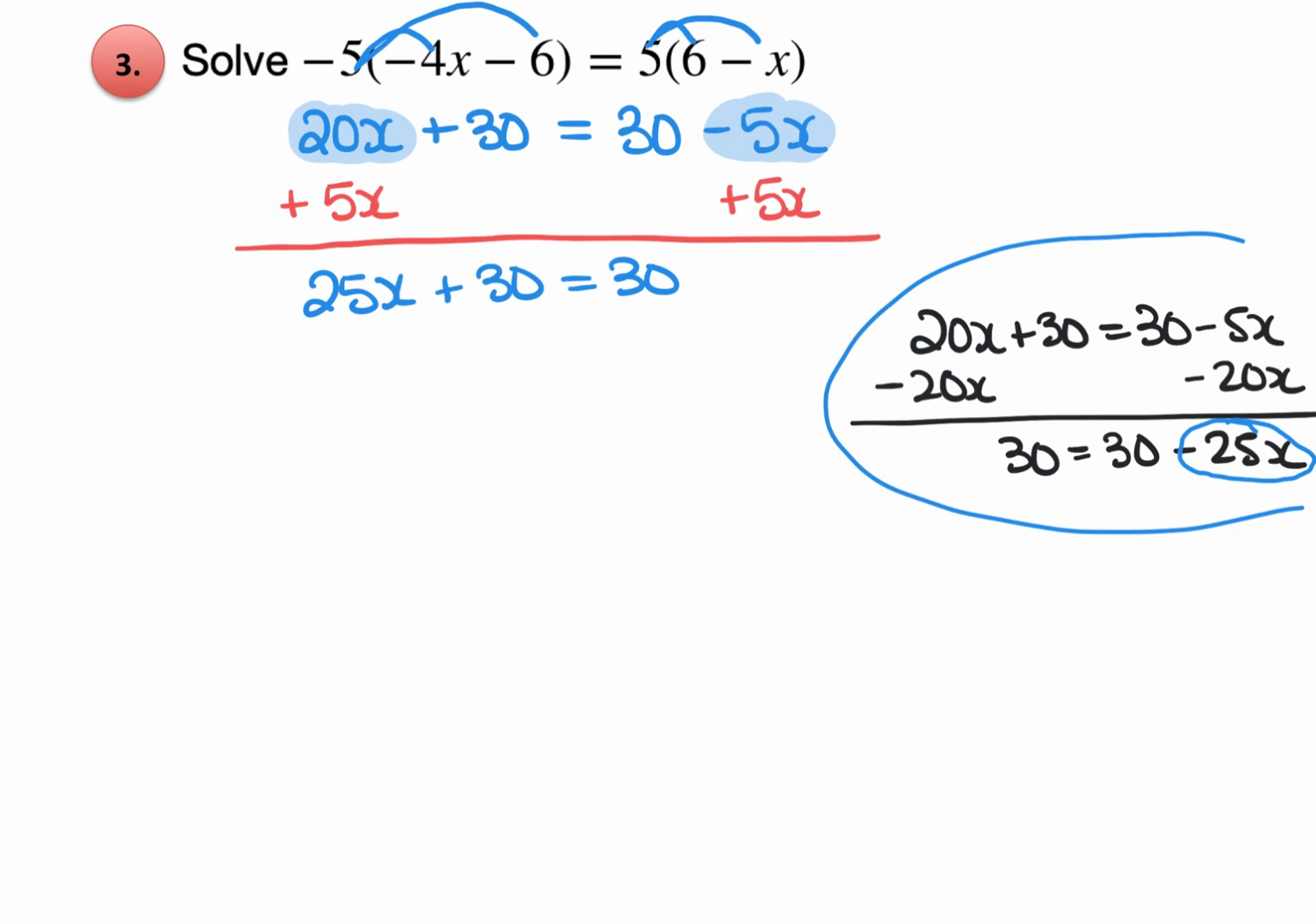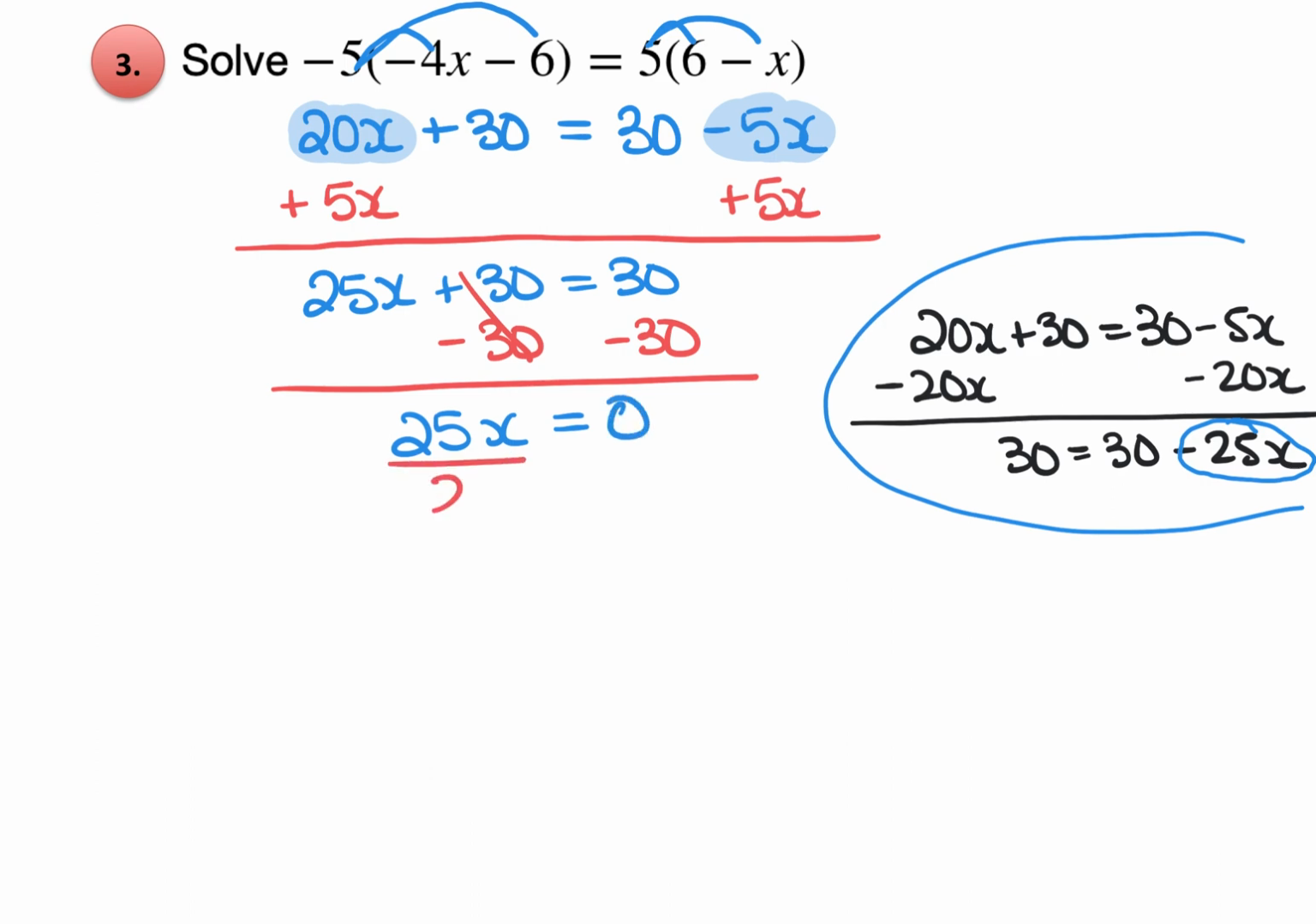I'm going to subtract 30 from both sides. This is going to cancel. I'm going to be left with 25x is equal to 30 take away 30 is 0. I'm going to divide both sides by 25. And I'm going to be left with x is equal to 0. And of course, again, we could double check our work by substituting that back into our equation and finding out if both sides of the equation are equal.